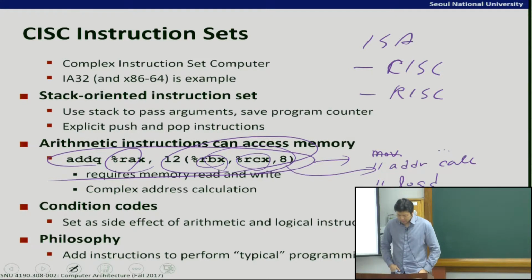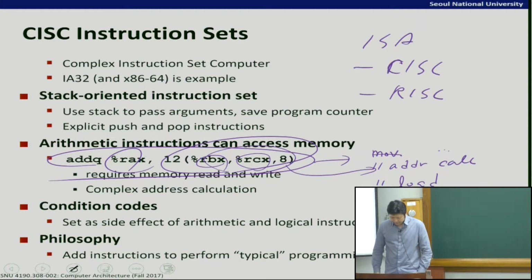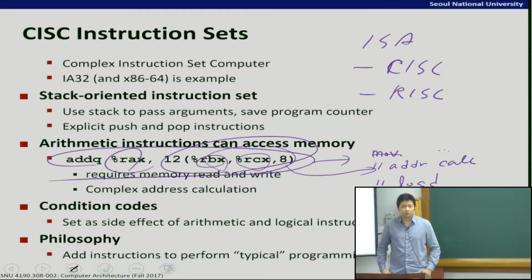And for conditional code, flag registers are very common in CISC architecture. The philosophy is to add instructions to perform typical programming tasks. So if there is some program pattern, then there are instructions that capture that pattern. That's the philosophy of CISC architecture: every instruction is more capable, more powerful and more complex, but it is more expensive to realize in hardware.